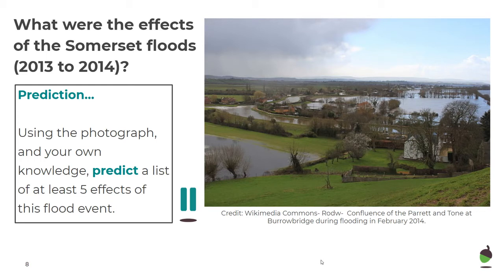So using the photograph and your own knowledge, predict a list of at least 5 effects of this flood event. One example might be that houses could be flooded. So please pause the video to complete the task, and then when you're ready, resume the video so that we can mark your work and I can reveal to you the list of effects that this flood caused for this area.